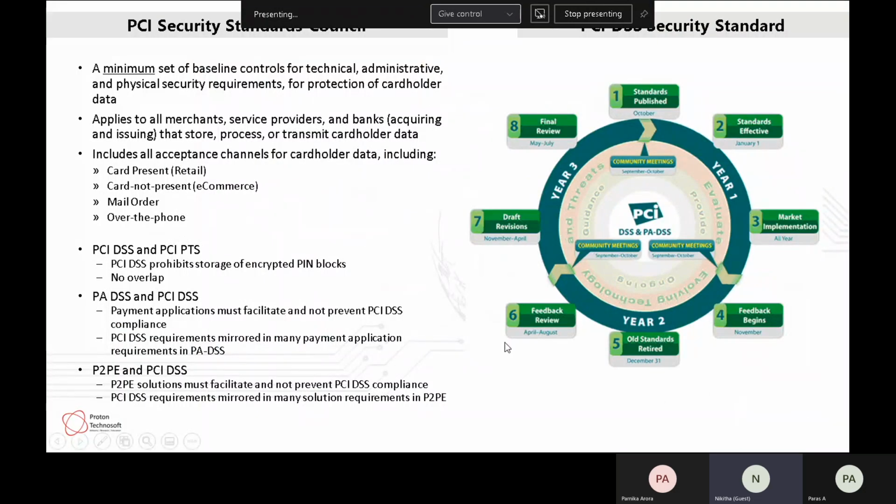Clear? Yes. Perfect. Now, this is a minimum set of baseline controls, applies to all the entities, and it also applies to all the channels as well. So for example, card present, which is a retail store kind of situation, card not present, which is e-commerce or an online transaction. It can be a mail order as well. So what happened in the US, you do a mail order. So you basically write your card details on a form and you send that form to a processing center.